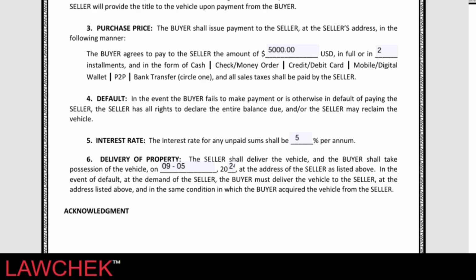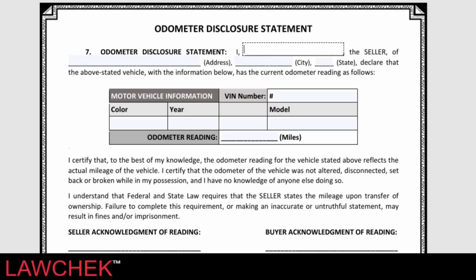There's an area called acknowledgement. Both the buyer and the seller need to initial this page to accept the terms of the first page of the bill of sale. Now let's go to page 2 of this bill of sale.